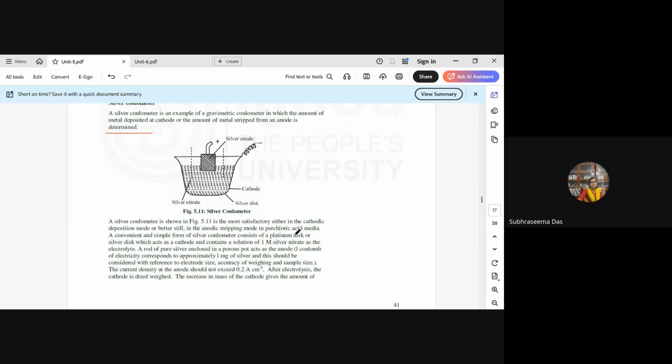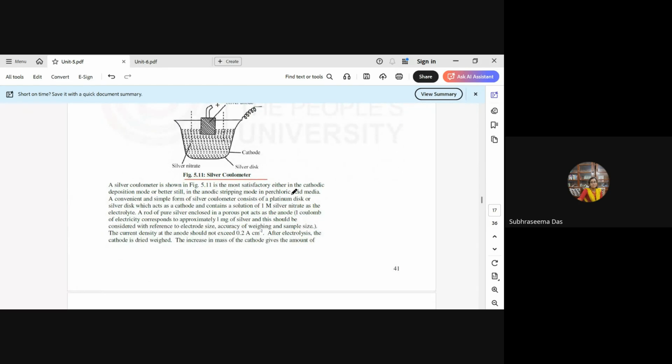A silver coulometer has been shown here in figure 5.11. It is the most satisfactory either in the cathodic deposition mode or in the anodic stripping mode. A convenient silver coulometer consists of a platinum disc or silver disc which acts as a cathode and contains a solution of 1 molar silver nitrate as the electrolyte.